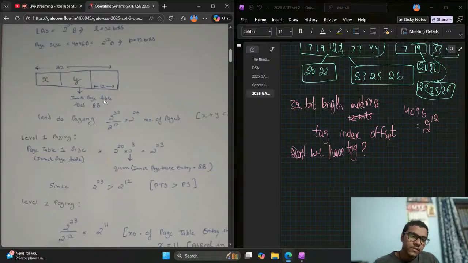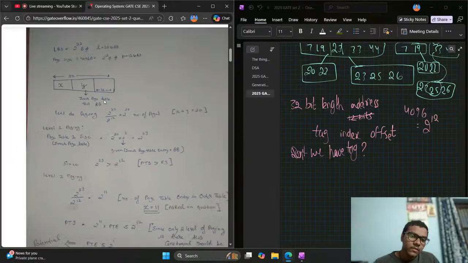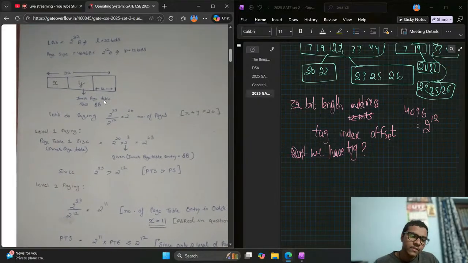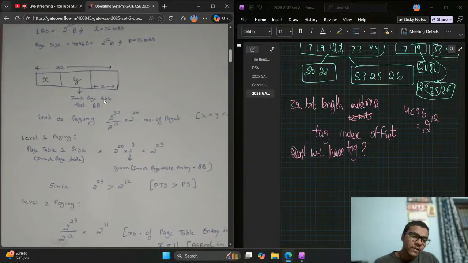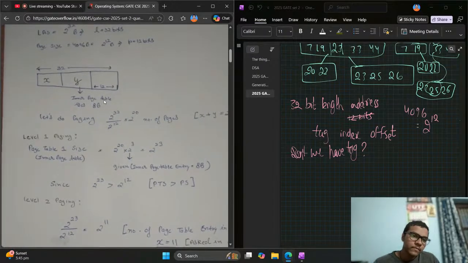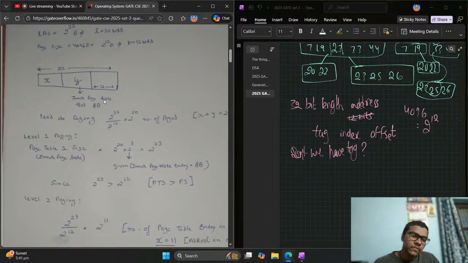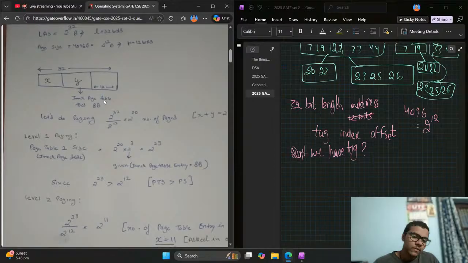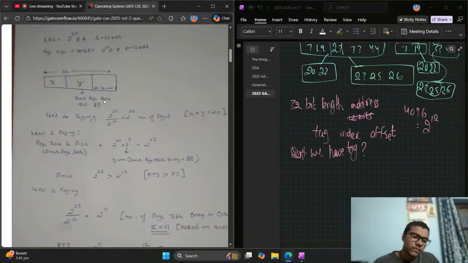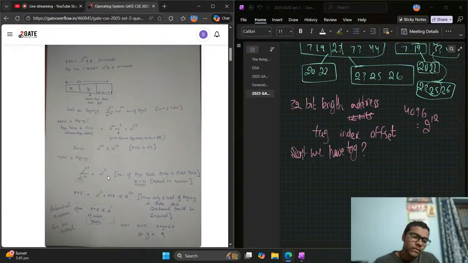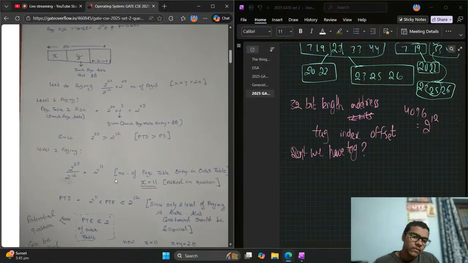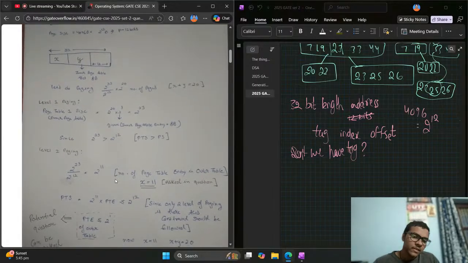Let's do paging. Okay, there are 2 power 20 pages. Page size is given, so you can get the number of pages. Page table 1 size. Inner page. Number of page table entries.